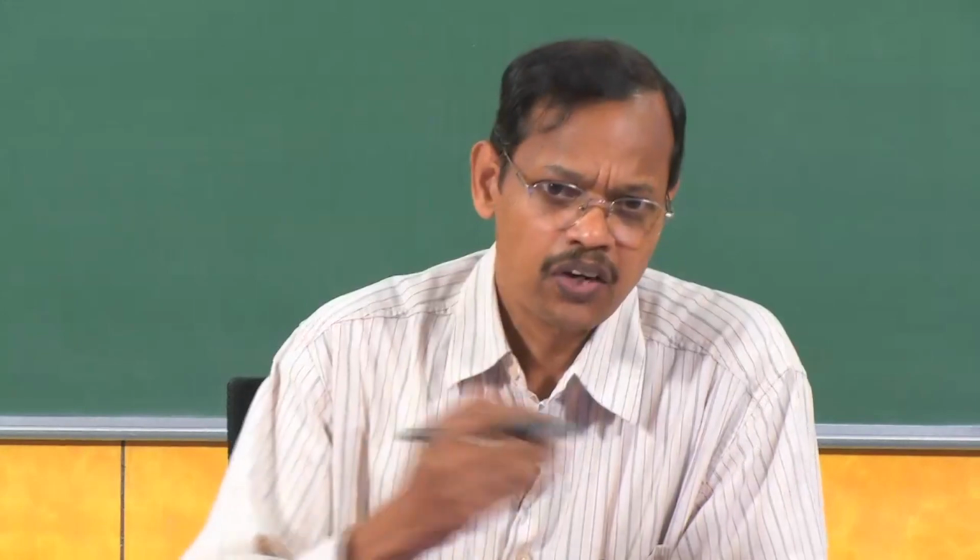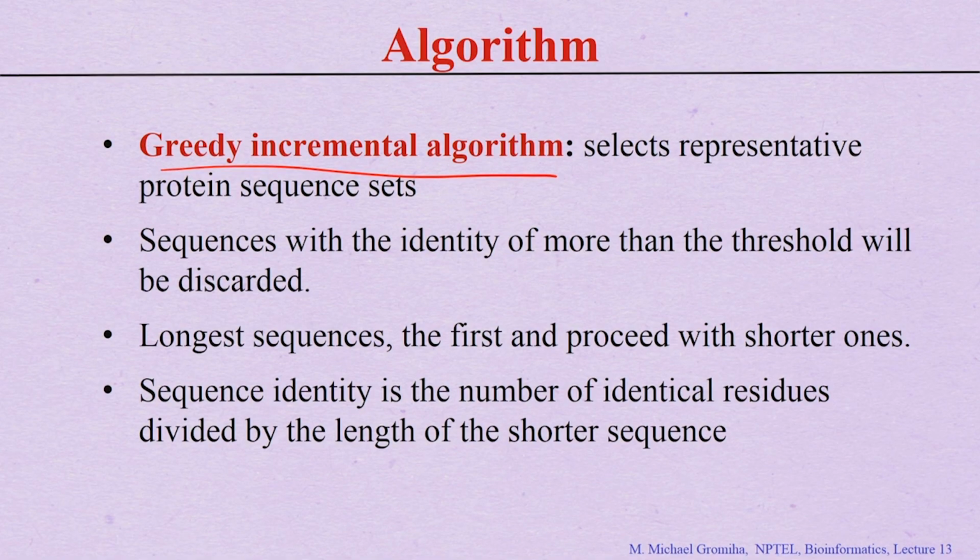non-redundant sequences. So, how does it work? It takes the sequences and we can specify the identity, for example 40%, and this specific threshold, if it is more than the threshold, for example 40%, that will be discarded. Then it takes the longest sequences first and then proceeds with the shortest ones.